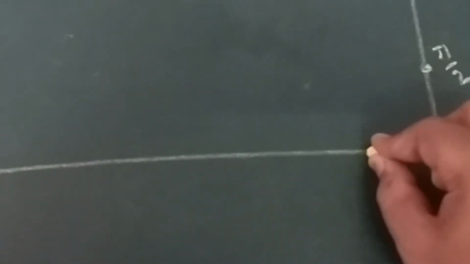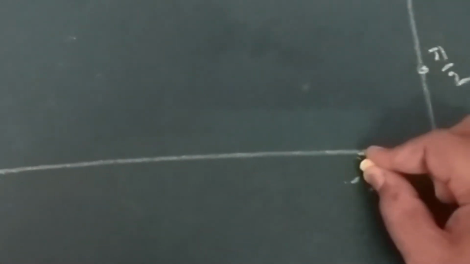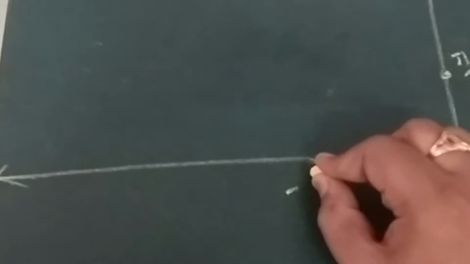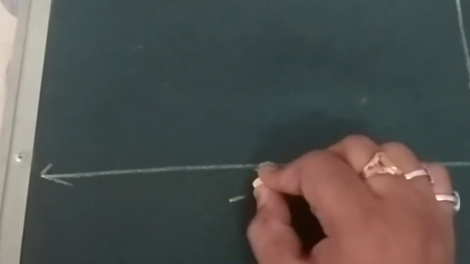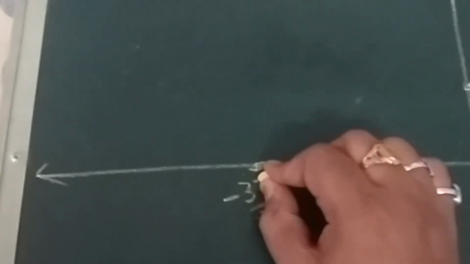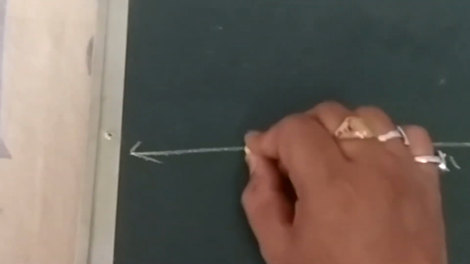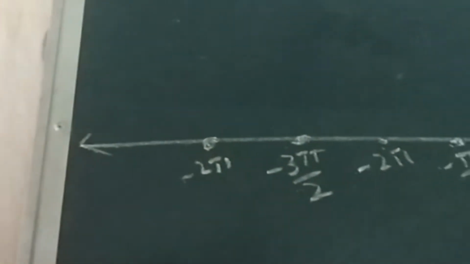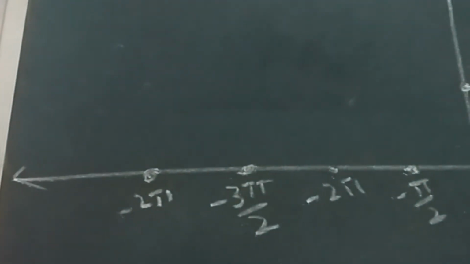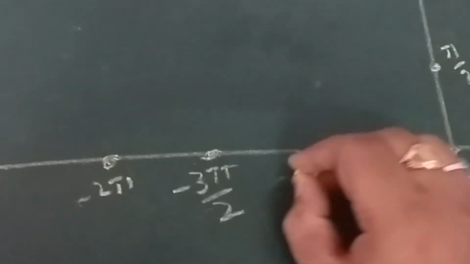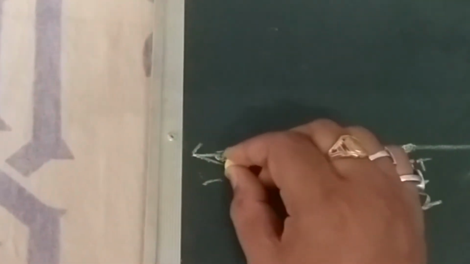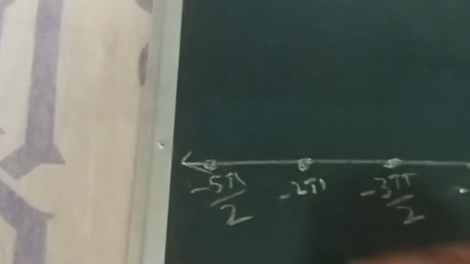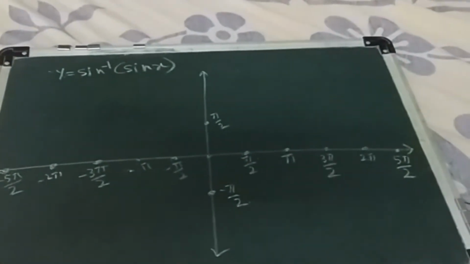This side is the same: minus pi by 2, then minus pi, then minus 3 pi by 2, then minus 2 pi, and then minus 5 pi by 2. Okay, so it will look like this.